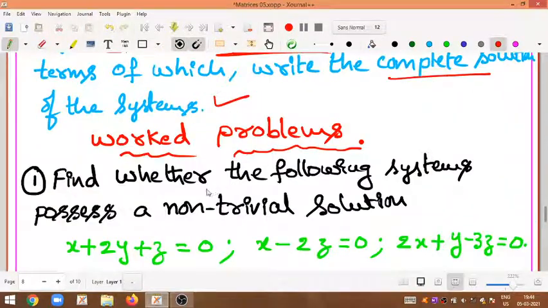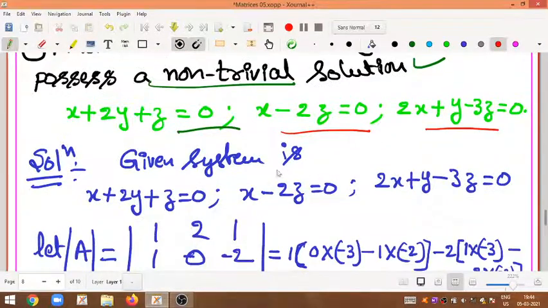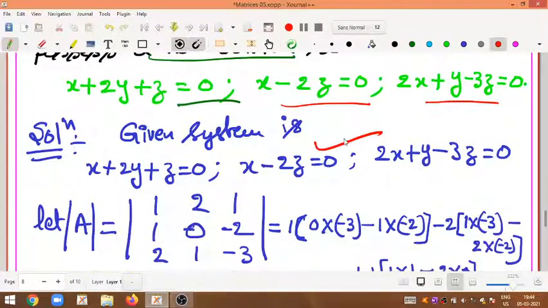See here, working problems. First problem, find whether the following system possesses a non-trivial solution. So non-trivial solutions means all 3 conditions we want to check. The given system is x plus 2y plus z is equal to 0, x minus 2z is equal to 0, 2x plus y minus 3z is equal to 0. So this is the given system of the problem.